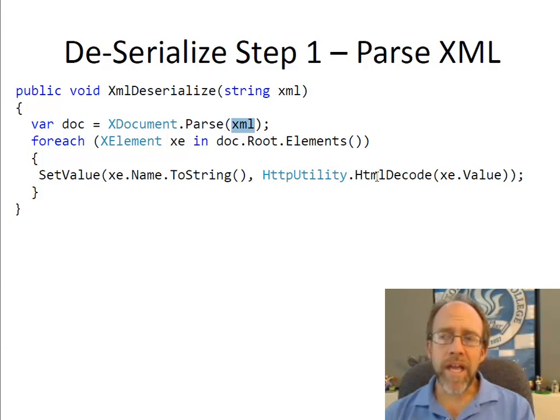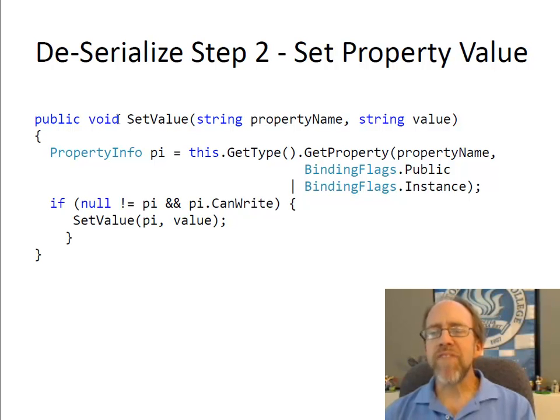And remember that I HTML encoded it so that it wouldn't have any problems with being true XML. In this case, I have to decode it back to what its original format was. The set value is again relatively straightforward because it is built into PropertyInfo. So in this case, I actually create a PropertyInfo object, based on the property name.